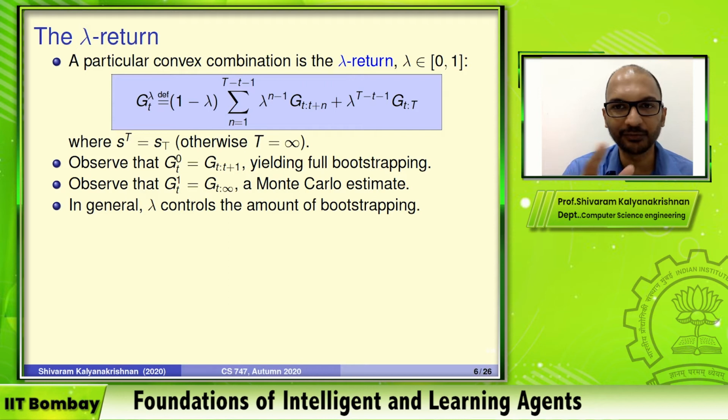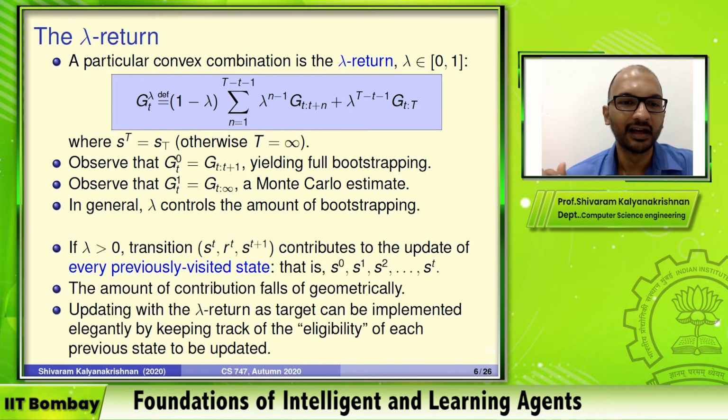But take a moment to familiarize yourself with this definition and see that we're going from just using G_t^(t+1) at one extreme to using G_t to infinity at the other extreme. Okay, so how do we go about using this lambda return? That's really what's coming up next.